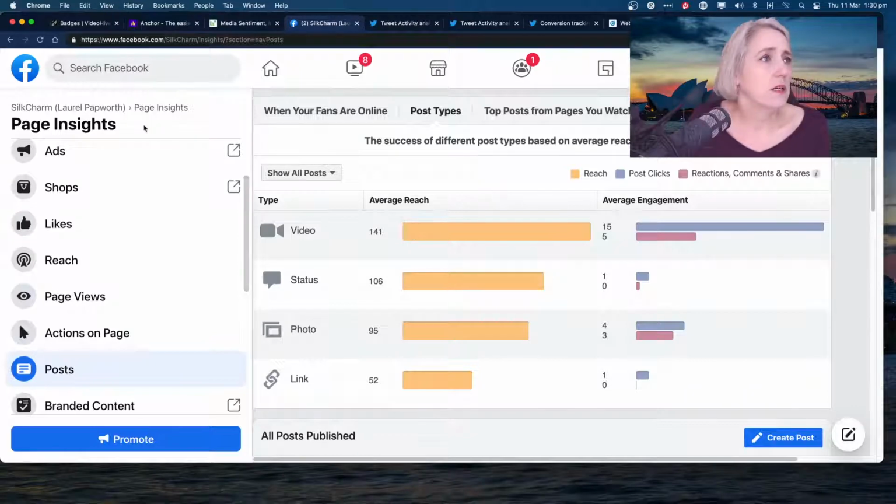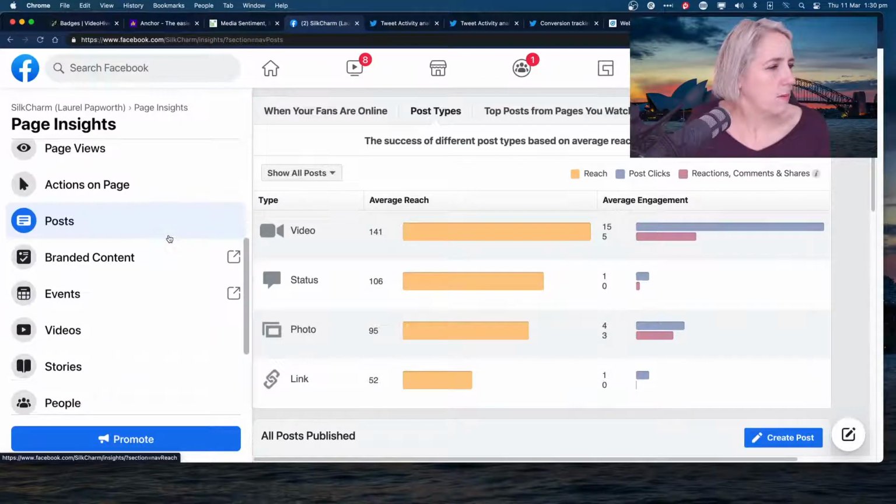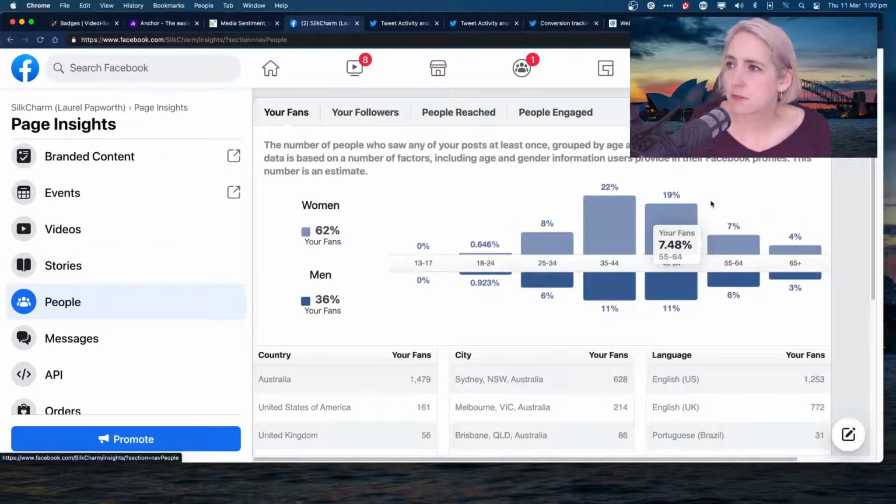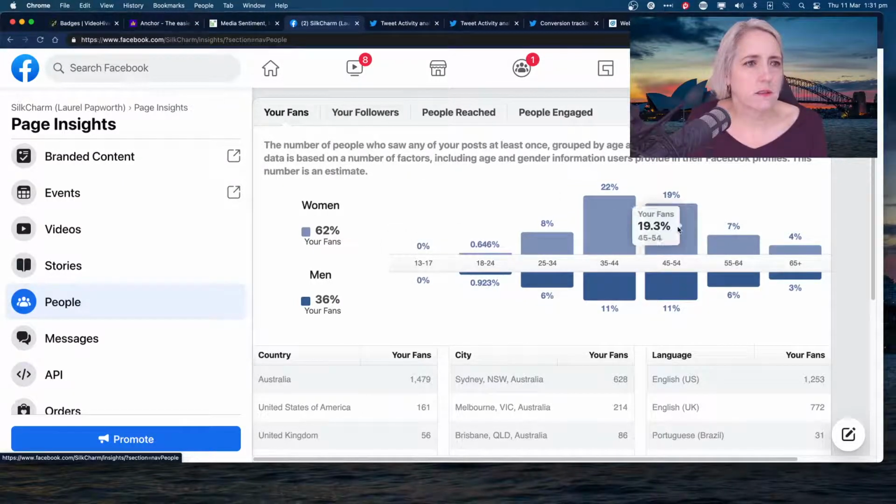All right. There was one more thing I wanted to talk about on here. Marketing intelligence, particularly around psychographics. So we can see your fans, predominantly women, 35 to 54. And they're the people that have subscribed to the page.